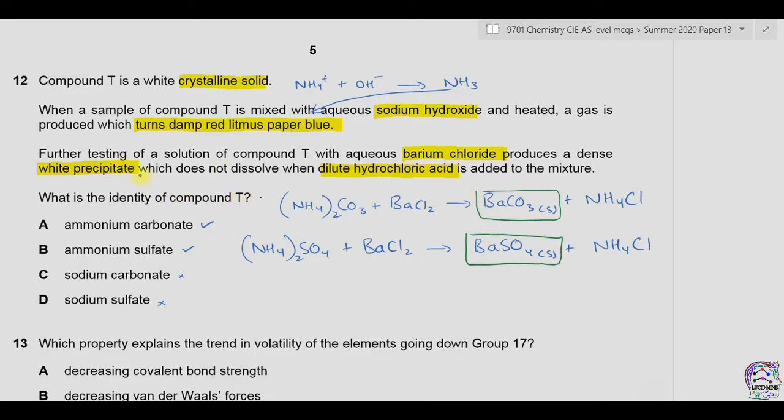The question says white precipitate which does not dissolve when HCl is added. So let's find out which of these does not react with HCl. So barium carbonate reacts with HCl to form barium chloride plus water plus carbon dioxide, while barium sulfate does not react with HCl. So therefore the salt that is asked in the question is barium sulfate. Therefore answer is B.